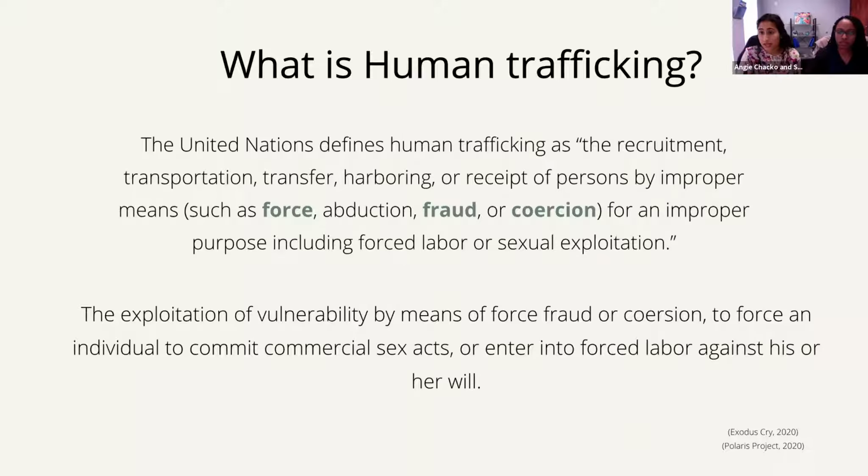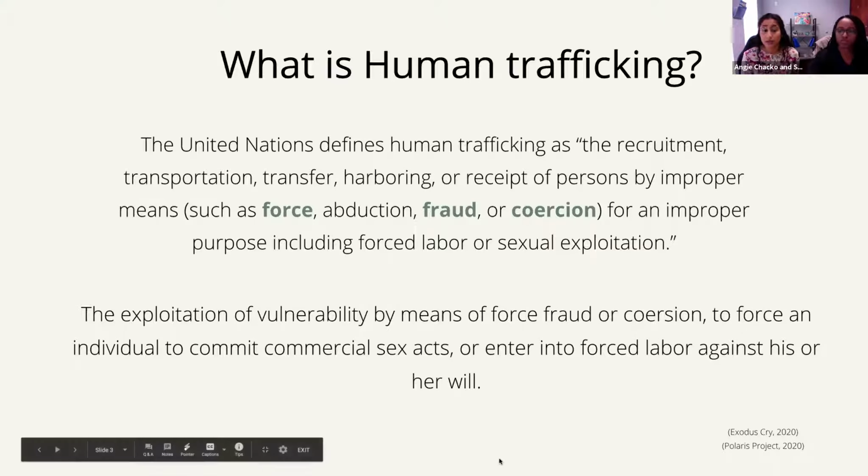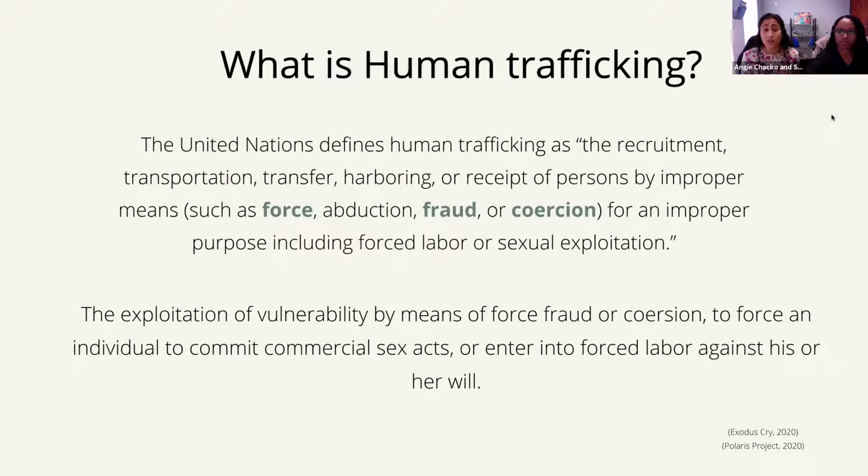So another definition that I like to use is that it's basically an exploitation of a vulnerability through the means of force, fraud, or coercion for an individual to commit commercial sex acts or enter into forced labor against his or her own will. And I say exploitation of vulnerability because that is what a trafficker looks for in identifying someone that he can use for this purpose. Anything that the person can potentially be dependent on the trafficker for, the trafficker looks for to use to exploit that person to be able to control what he or she will do.